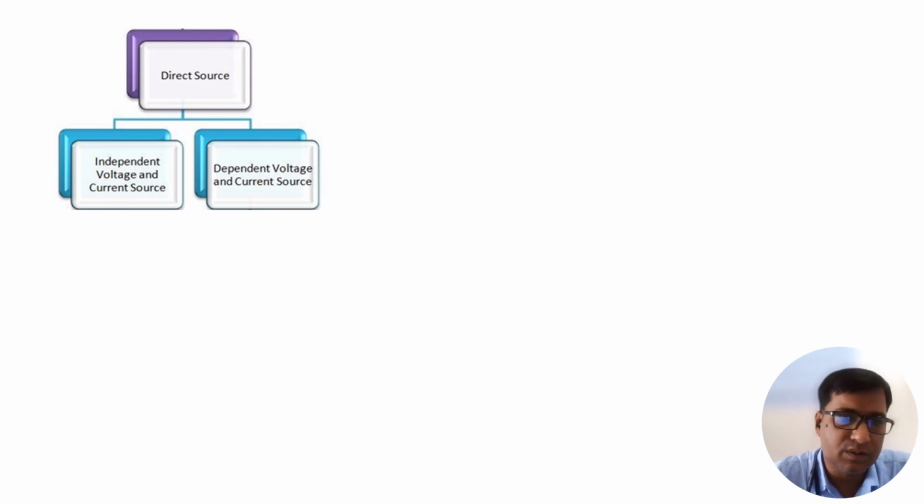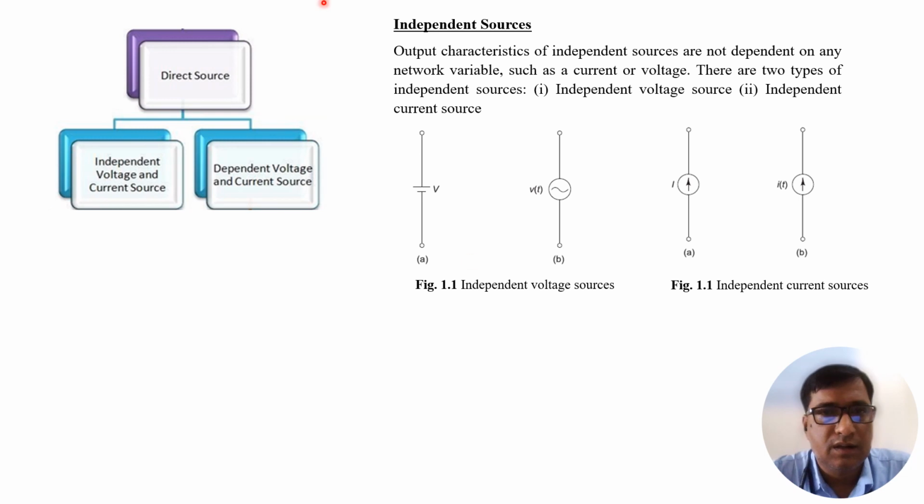We will consider the direct voltage source in this particular lecture. Here, direct sources can have two categories. One is the independent voltage source and current source, and the other is the dependent voltage source and current source. For an independent source, the output characteristics are not dependent on any network variable such as current or voltage across any element.